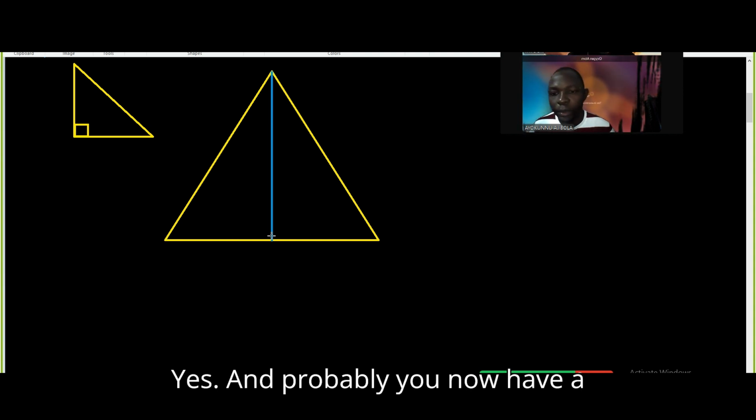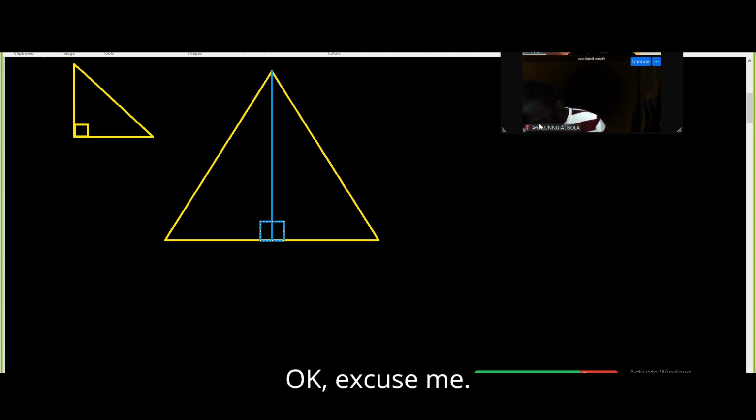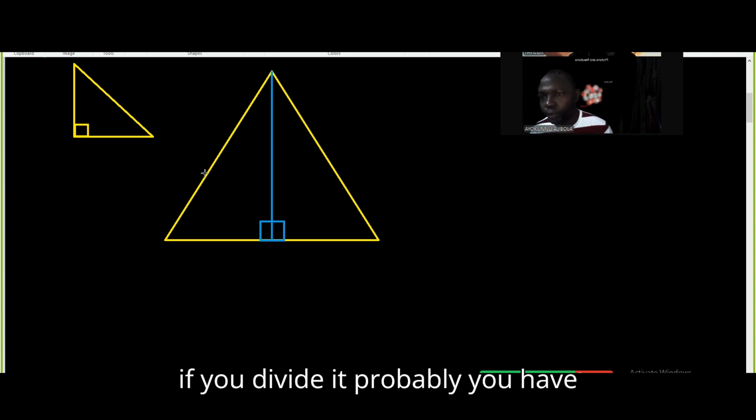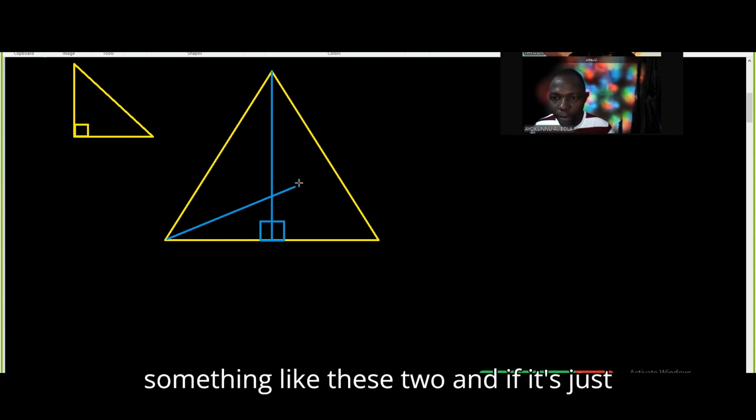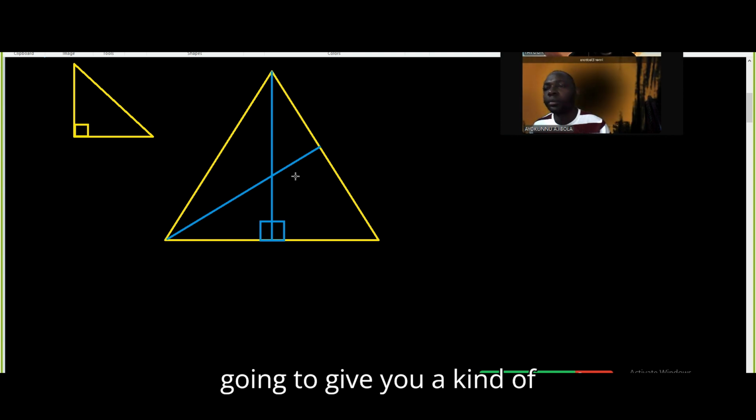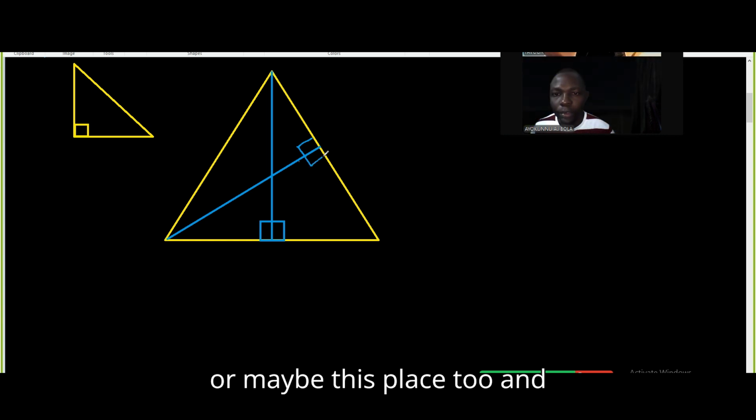Yes. And probably you now have 90 degrees. Hold on, please. Okay. Excuse me. So, if you divide it, probably you have something like this too. And it's just going to give you a kind of right angle stuff here, okay? Or maybe this place too, and so on.